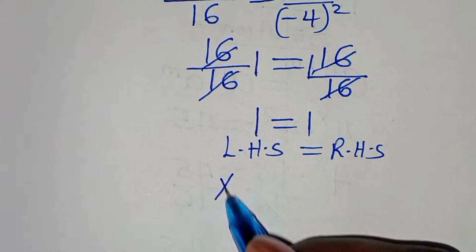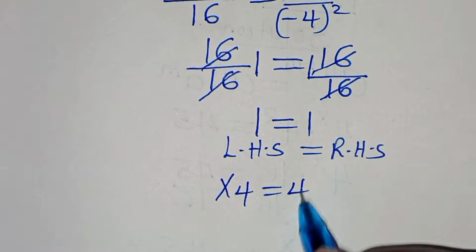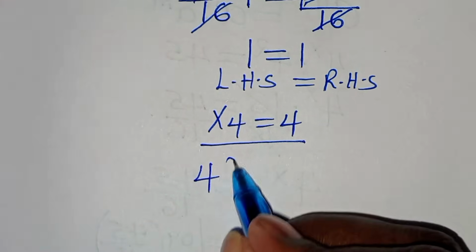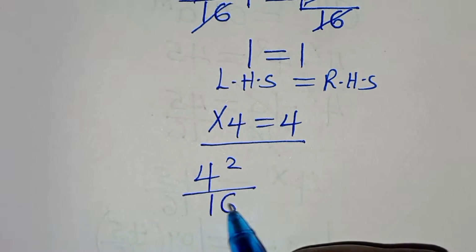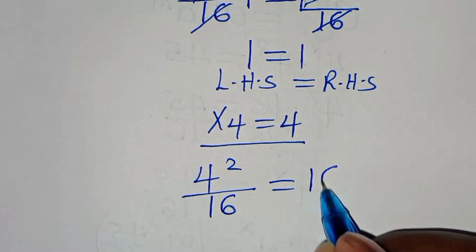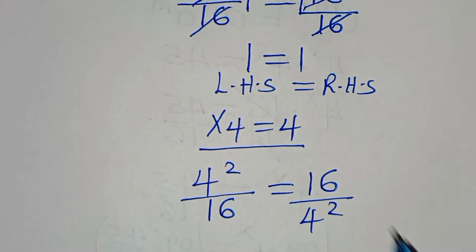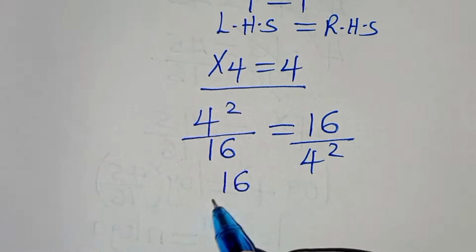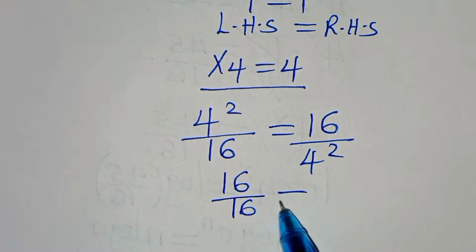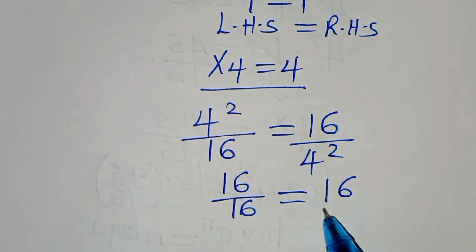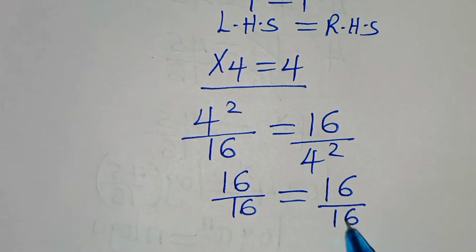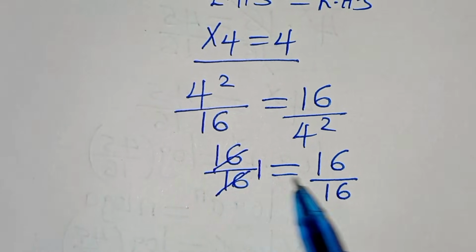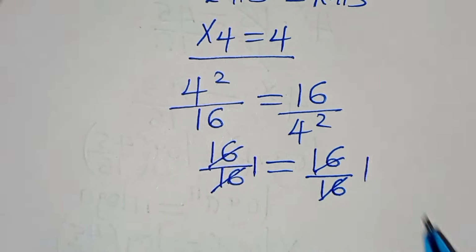Let's check x4, which is equal to 4. So this is 4 squared divided by 16. This is equal to 16 divided by 4 squared. 4 squared, this is 16 divided by 16. This is equal to 16 divided by 16. Now let's simplify 16 and 16. This is 1.